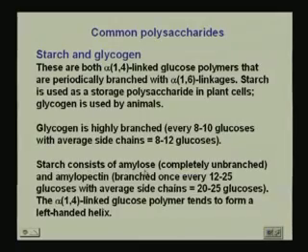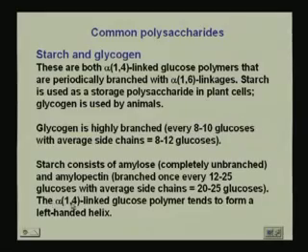Starch consists of amylose, that is completely unbranched, and amylopectin, branched once every 12 to 25 glucoses. So, an unbranched polysaccharide is a homopolysaccharide. Why? Because it has the same units. An example of an unbranched homopolysaccharide is amylose. And these are examples of branched ones.